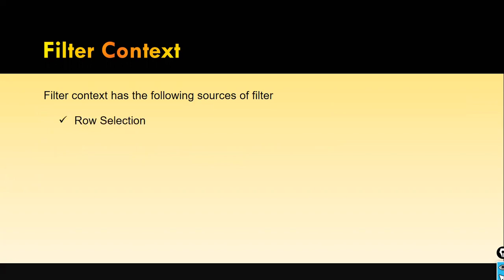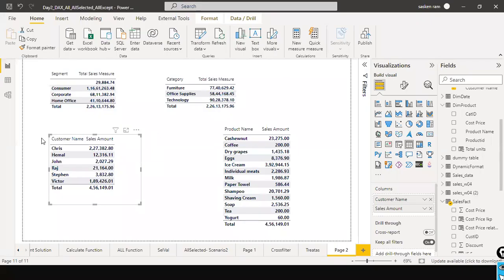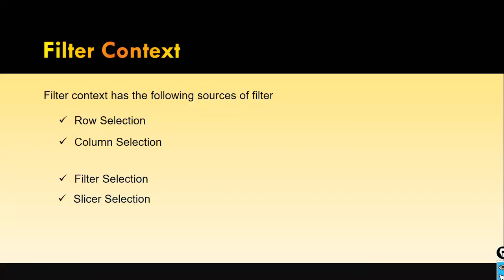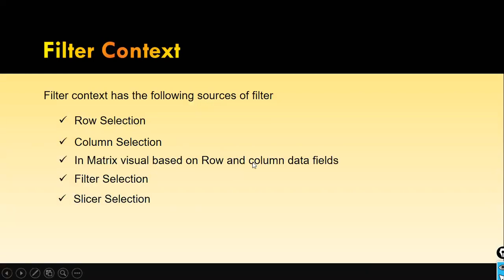Now we have to understand the sources of filter. In this case, the visual: the row filter, row selection, column selection, filter selection, slicer selection, and the matrix visual based on row and column data fields.